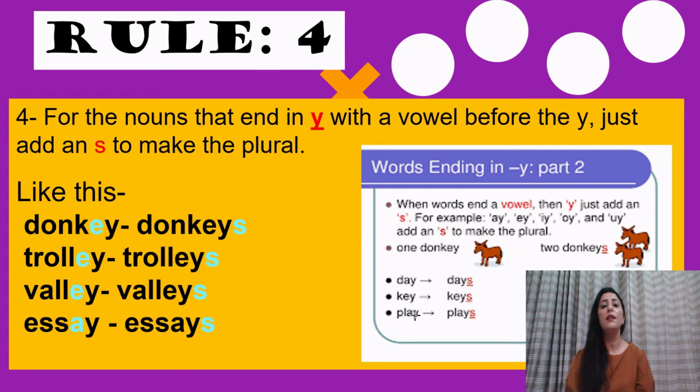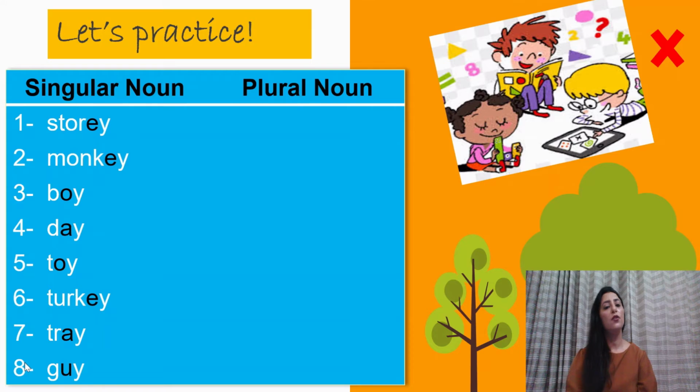Now the word is play. So it is ending with Y, and before Y there's a vowel A. So we'll simply add S to form its plural form. So play becomes plays. So let's practice rule number 4, which we have just learned. So we have to convert singular nouns into plural nouns.